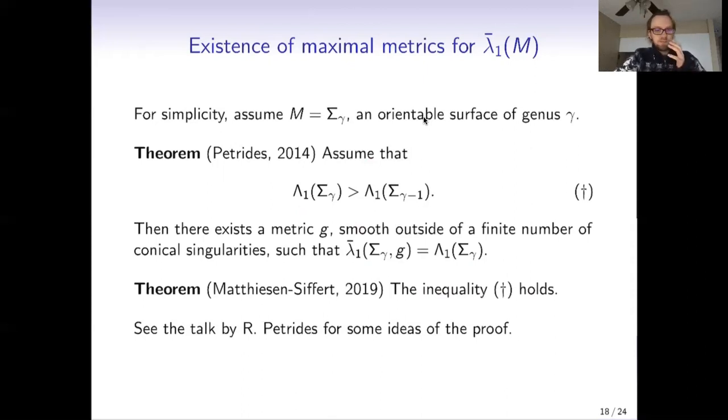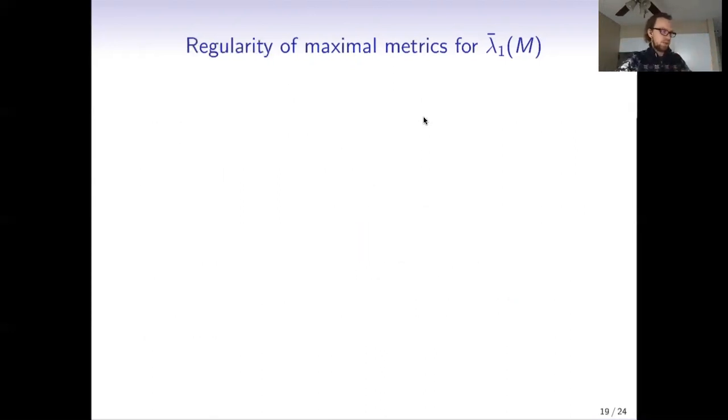Right, but this actually leaves some questions. For example, it tells you there exists some maximal metric, but it's possible there are some metrics which are maximal, but not smooth. Right? Somewhere here there's a smooth maximal metric, but somewhere over here there's a very degenerate and very nasty maximal metric. Right? So let me talk just two words about regularity of maximal metrics.